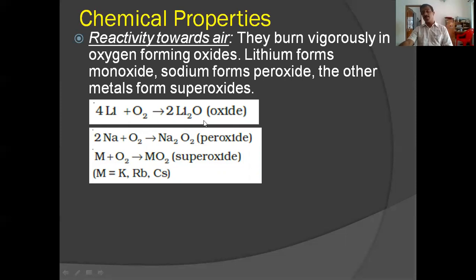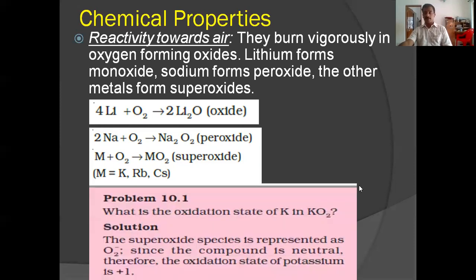4Li plus O2 gives 2Li2O, lithium oxide. Sodium forms peroxide. 2Na plus O2 gives Na2O2. But the other metals of the alkali group form superoxides. K plus O2 gives KO2, potassium superoxide. Now here you can see a question.